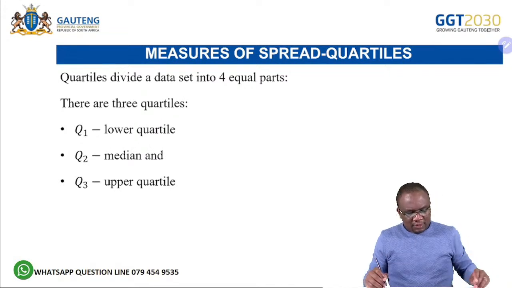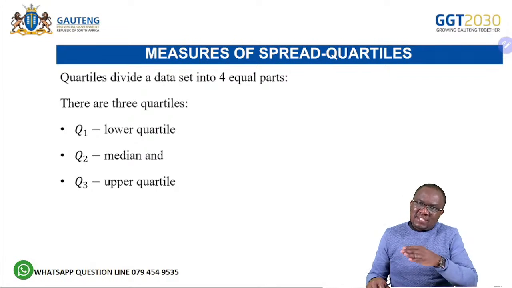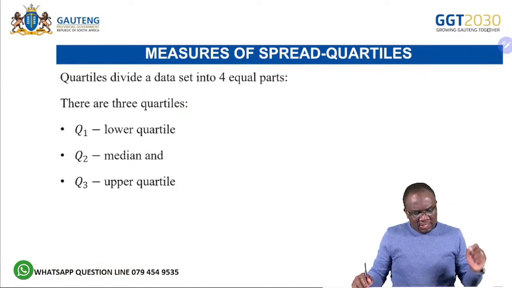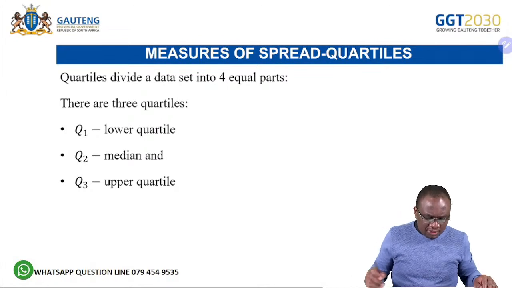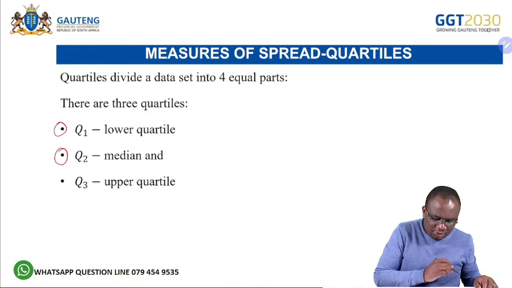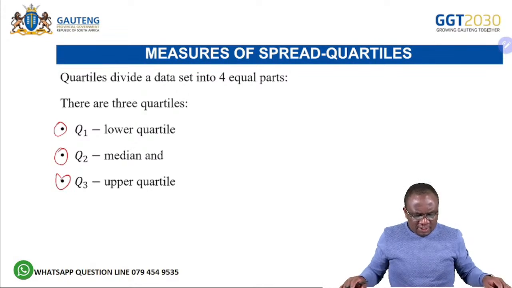Quartile 1, the lower quartile. Quartile 2, the median. We've talked about the median: it divides the data set into 2 equal parts, 50% below it, 50% above it. And then we have quartile 3, which is the upper quartile. In 30 seconds, write these 3 points. Quartile 1 is the lower quartile. Quartile 2 is the median. Quartile 3 is the upper quartile. Write them down. I'll wait for you for 30 seconds.